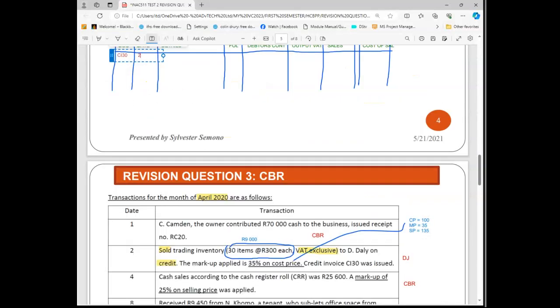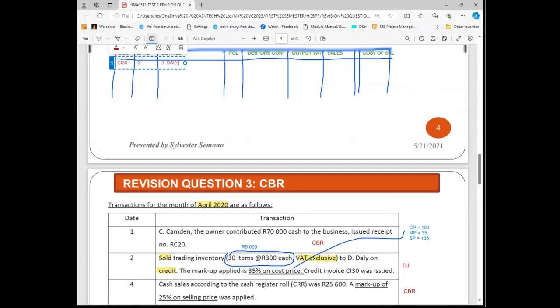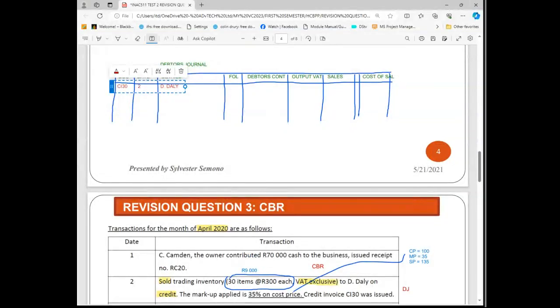What is the name of that guy? Can you see here? The name is D. D Dali. Now, this folio, remember we've not been using folio. This one is the folio that is very much important, okay? Meaning we must ask ourselves, who is D Dali to us? Who is he to us?